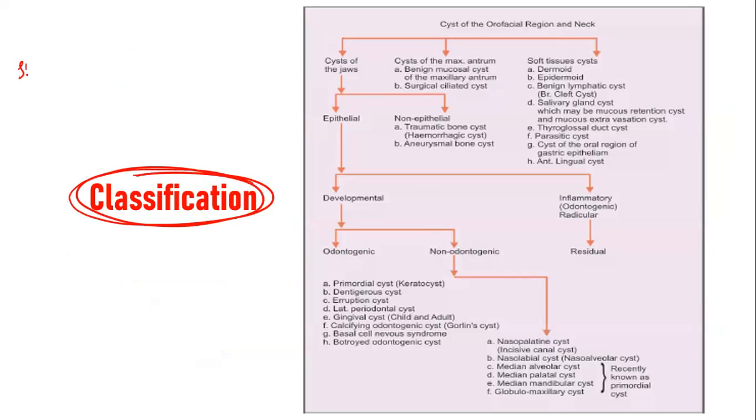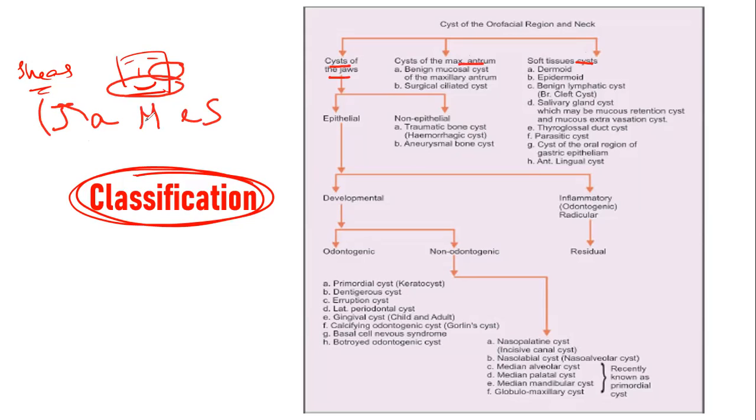So Shear had classified the cysts of the orofacial head and neck region into 3, which was the cysts of the jaws, the cysts of the maxillary antrum, and the cysts of the soft tissues. So how do you remember this? Cysts of jaws, maxillary antrum, and soft tissues. You make a mnemonic called JAMES, right?